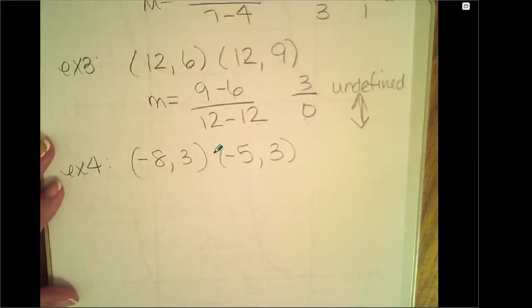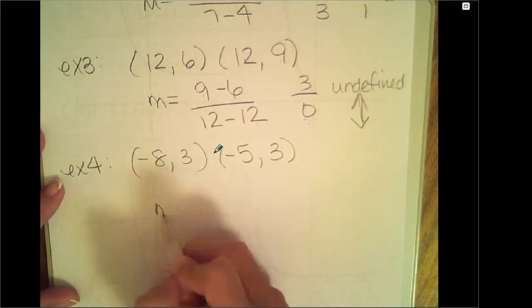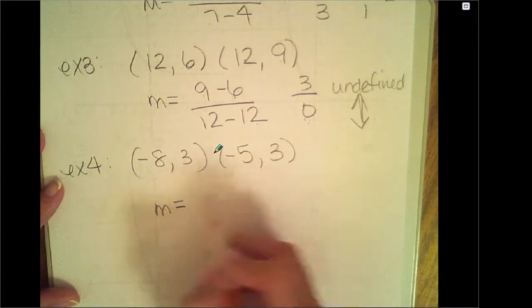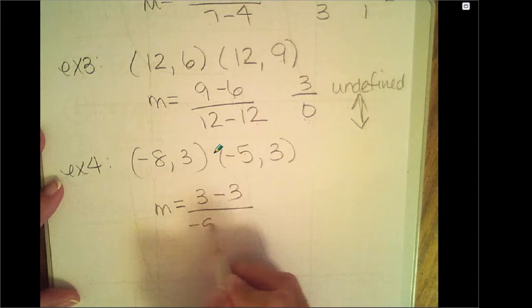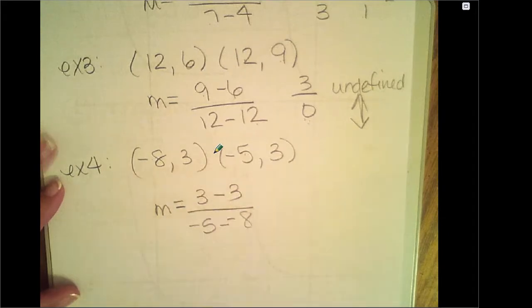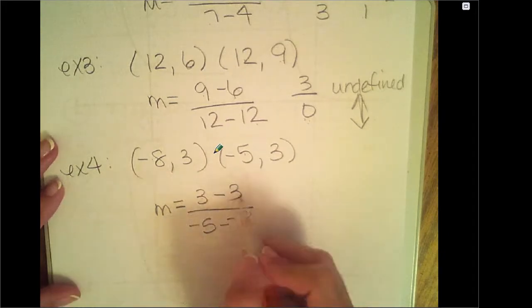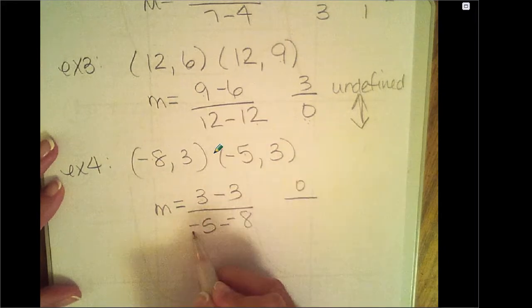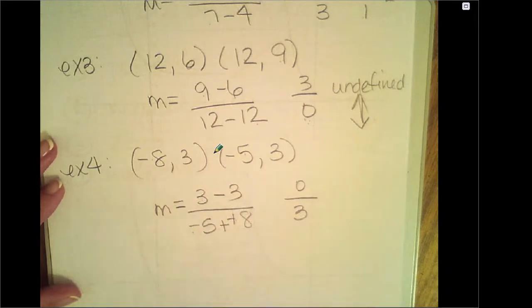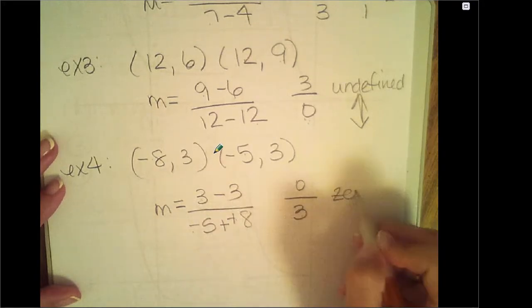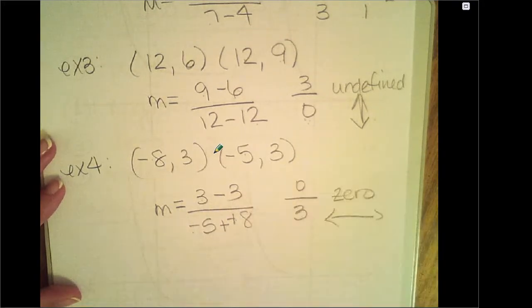Our next one, (-8, 3) and (-5, 3). So y sub 2 minus y sub 1 over x sub 2 minus x sub 1. When you do this, you have 3 minus 3 is 0. A negative 5 minus a negative 8 turns into 3. Well, 0 over 3, you know you can have 0 in the numerator, and this is a 0 sloping line, so it's going to be horizontal.